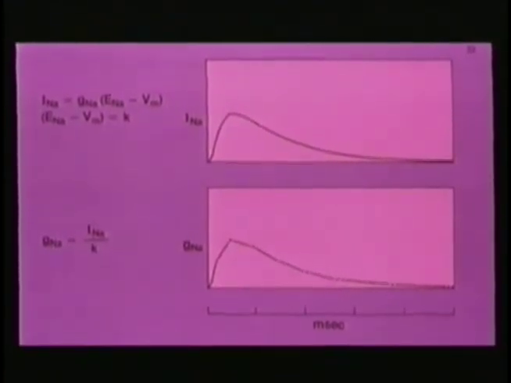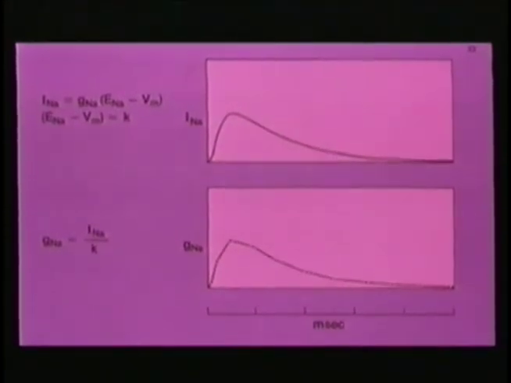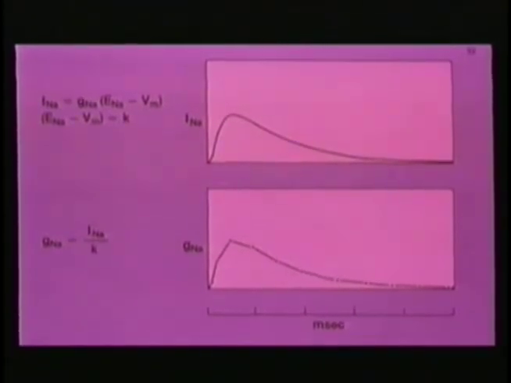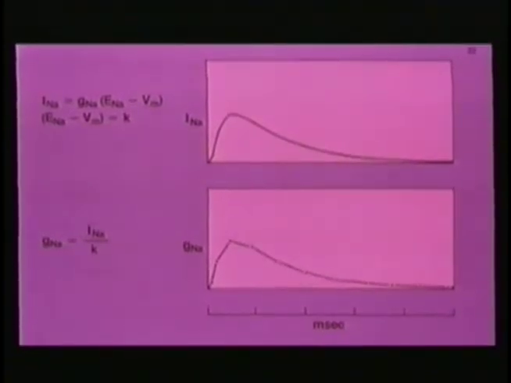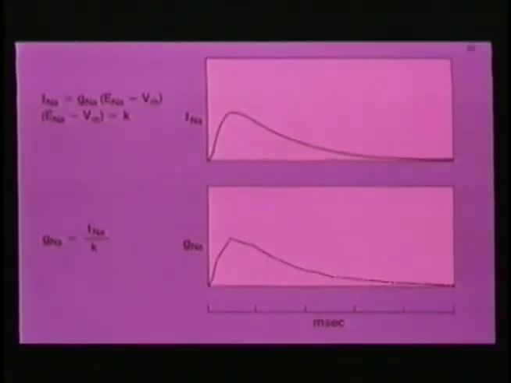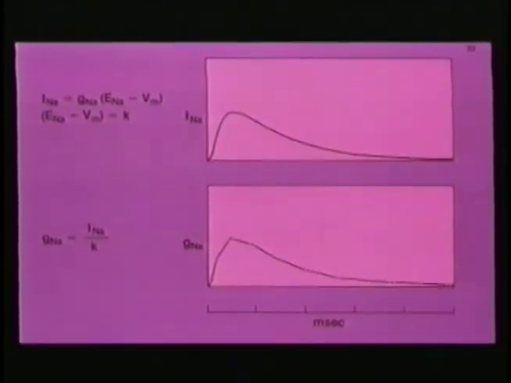For example, we know the equilibrium potential for sodium, E sub Na. If we set the membrane voltage at a chosen value, E sub Na minus V sub m for that value becomes a constant K. From the experimental curve, values can be selected for the sodium current as it varies at different times. The sodium conductance, g sub Na, can then be calculated for each value and the resulting conductance curves plotted.